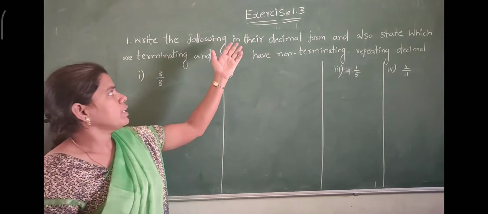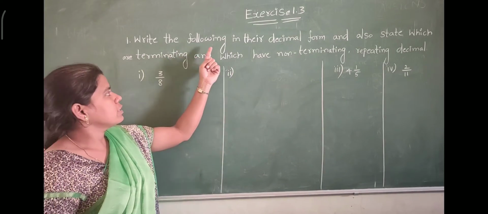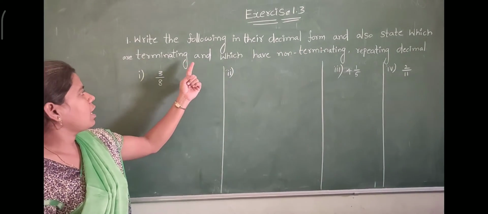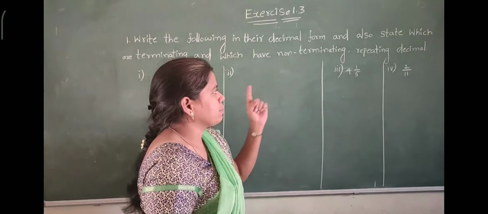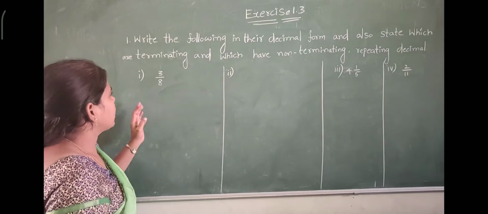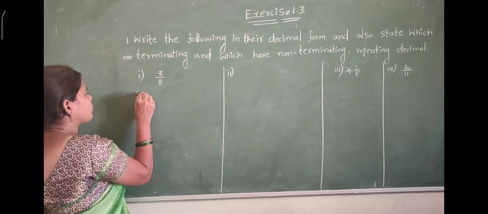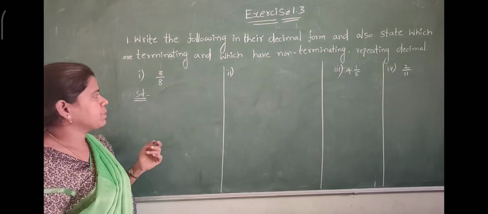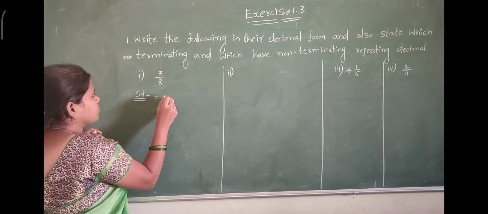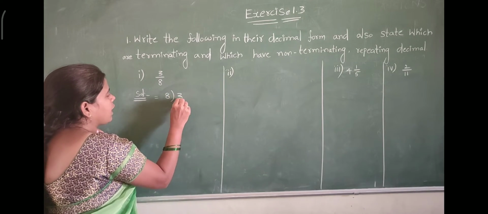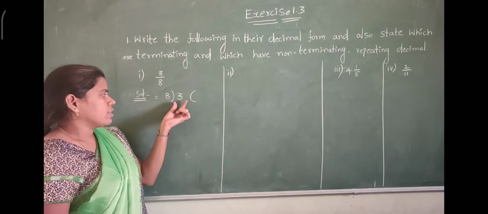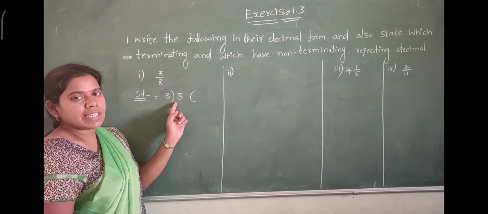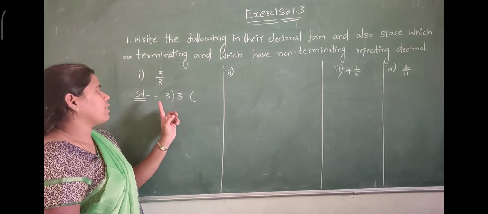Exercise 1.3. Write the following in decimal form and also state which are terminating and which have non-terminating repeating decimals. Here they have given some problems. You have to find which are terminating and which are non-terminating repeating. If you observe this one, we have to divide 3 by 8. This is called the dividend, this is the divisor. 3 is smaller than 8. We can't divide 3 by 8.